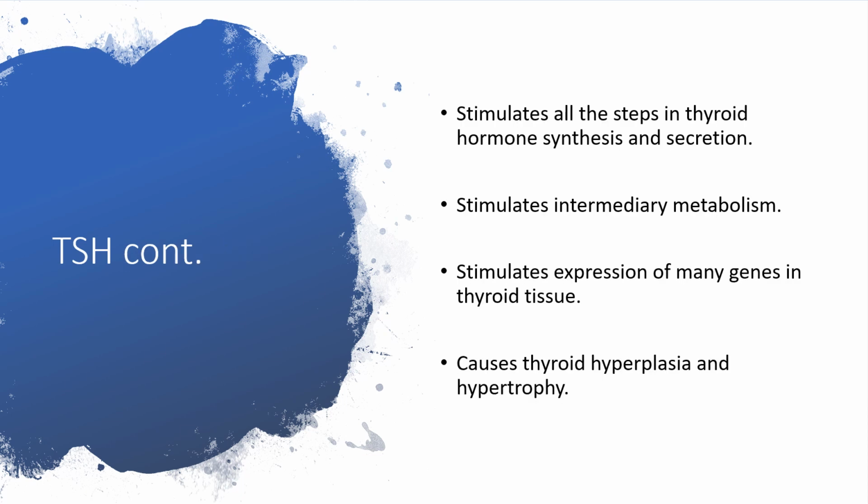TSH stimulates all the steps in thyroid hormone synthesis and secretion, stimulates intermediary metabolism, stimulates expression of many genes in thyroid tissue, and causes thyroid hyperplasia and hypertrophy.